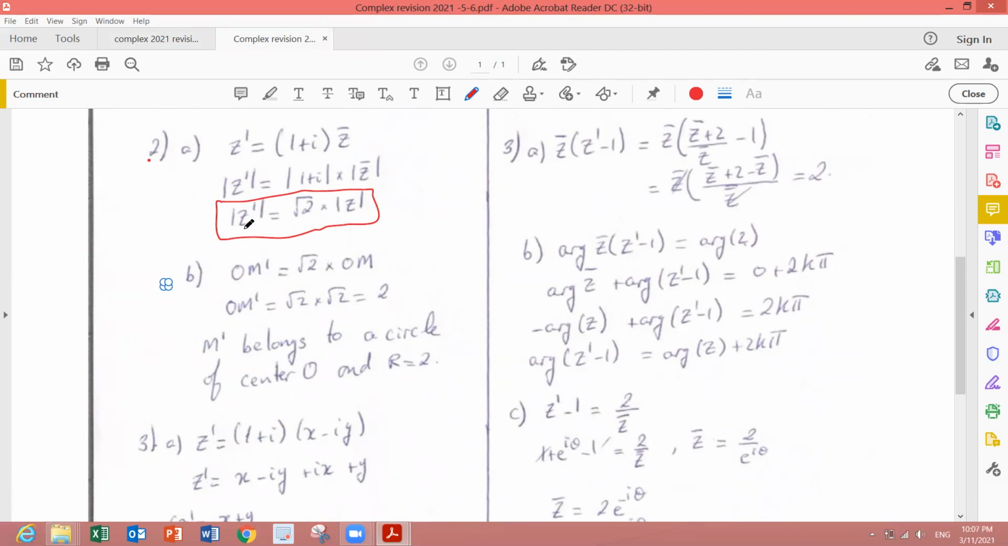So since modulus of Z prime equals radical 2 times modulus of Z, modulus of Z prime is OM prime, modulus of Z is OM. OM prime equals radical 2 times radical 2, since OM is radical 2, as M belongs to a circle of center O and radius radical 2. So OM prime equals 2, means M prime belongs to a circle of center O and radius equals 2.